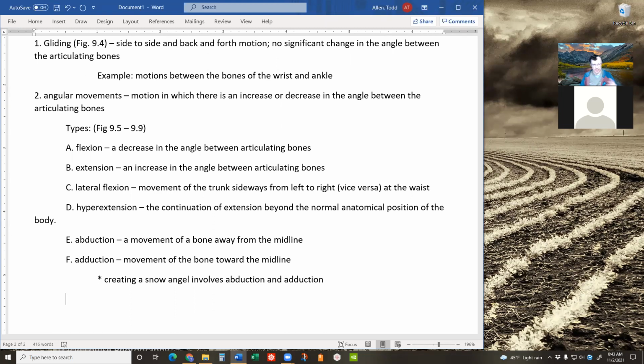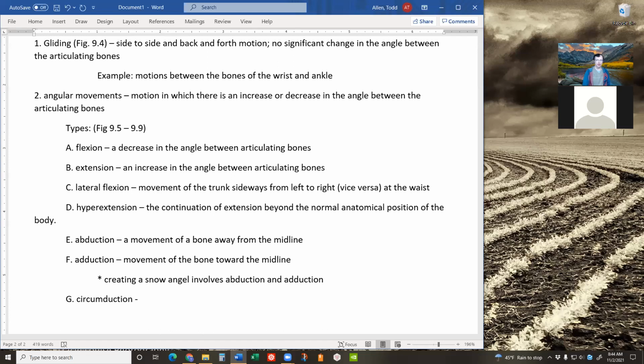Okay, let's continue here. Circumduction is shown to you on figure 9.7. I'm not going to be able to show you that too well with my leg because you can't see my leg. But circumduction is the movement of the distal end of a body in a circular motion.